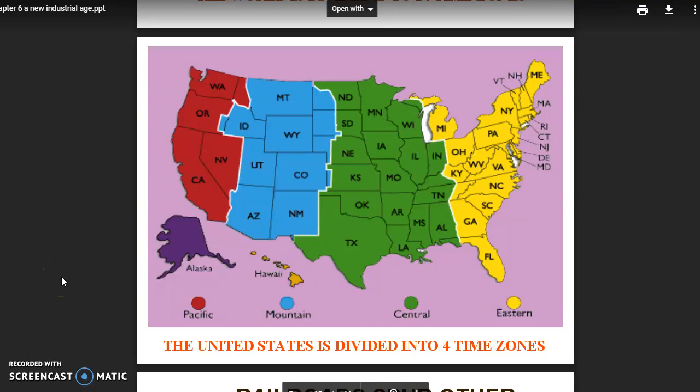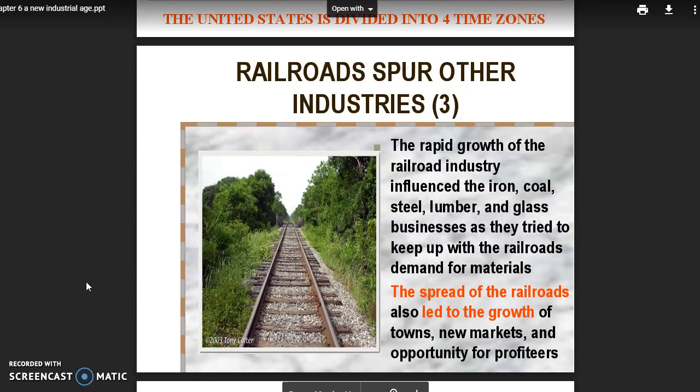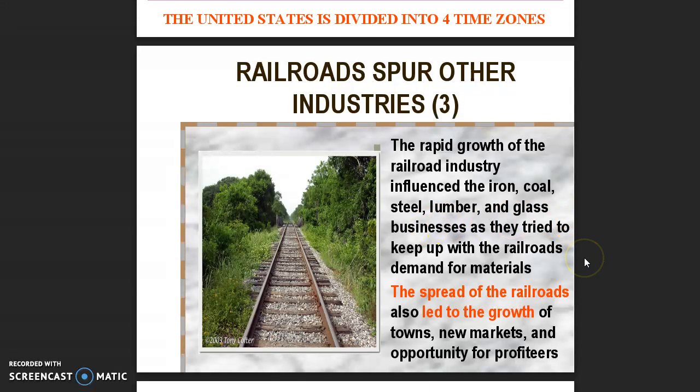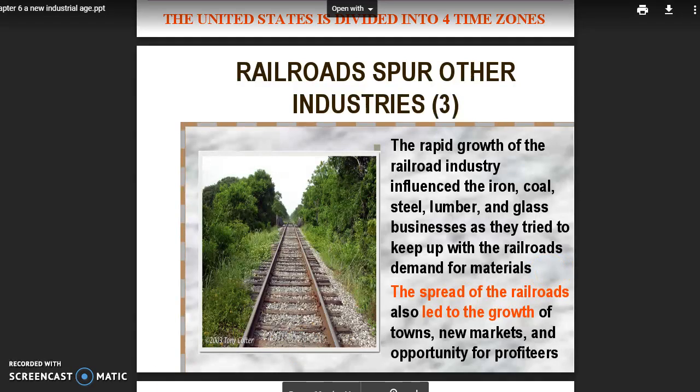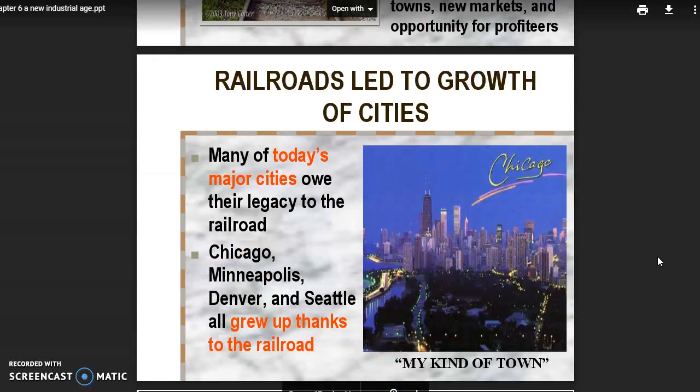So the railroad didn't just have an influence on time. It actually spurred other industries. Question number 9 is asking, explain how railroads affected industries and the growth of cities. The rapid growth of the railroad industry influenced the iron, coal, steel, lumber, and glass businesses as they tried to keep up with the railroad's demands for materials. So write that down for number 9. The spread of railroads led to growth. In addition to number 9, write down railroads led to the growth of cities.